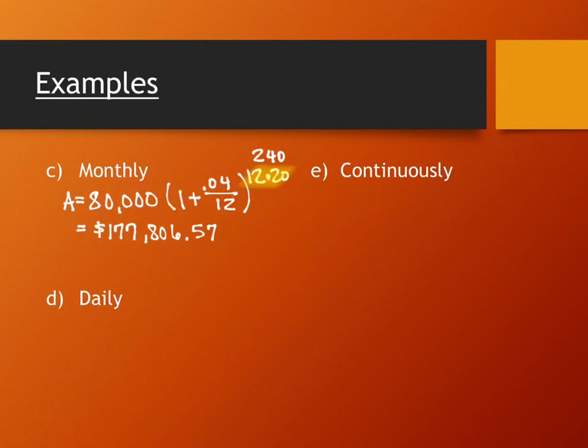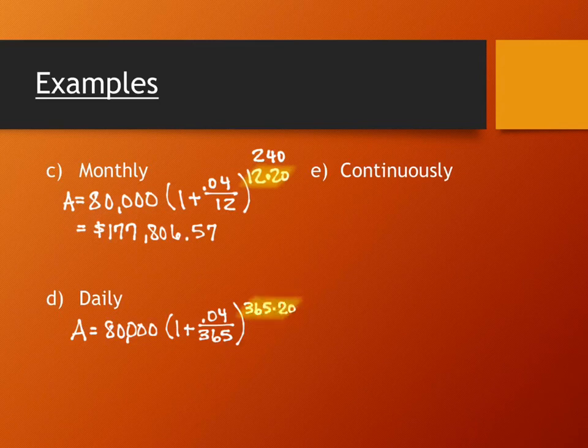We're going to go down and do daily next. So again, 80,000 times 1 plus 0.04 over 365, because we've got it daily now, right? Raised to the 365 times 20. So 7,300 is my exponent.